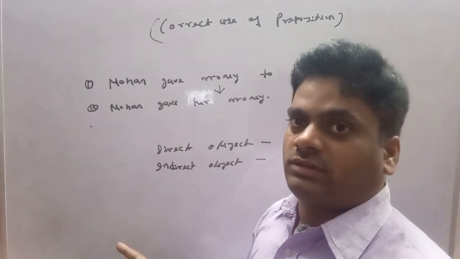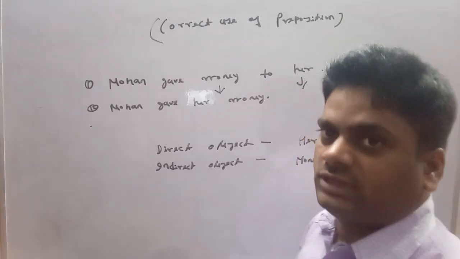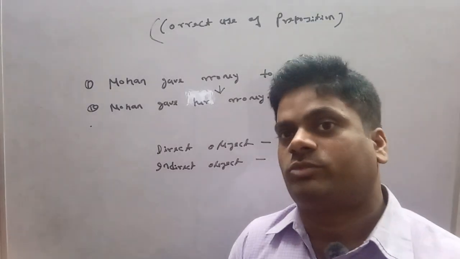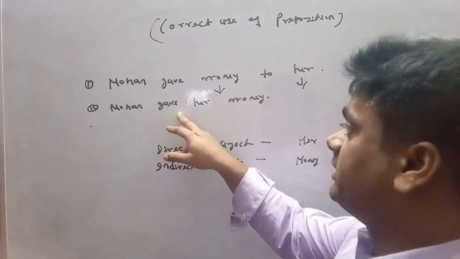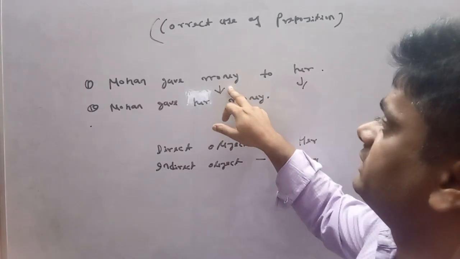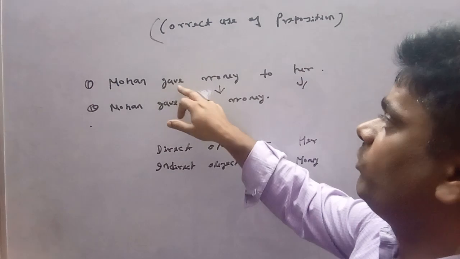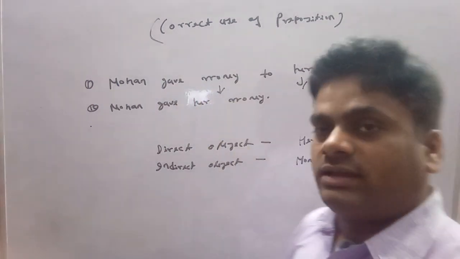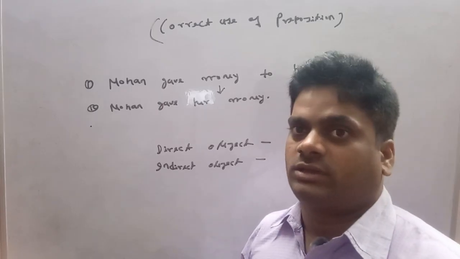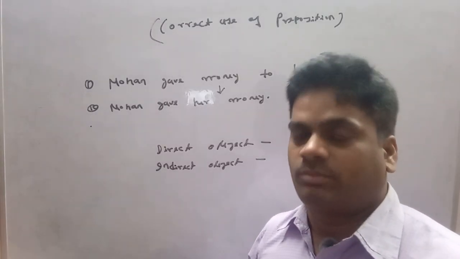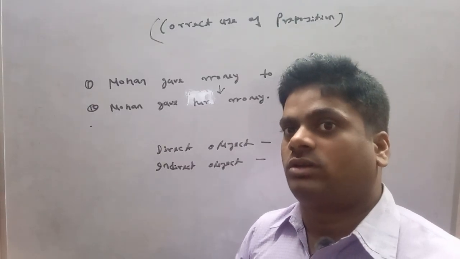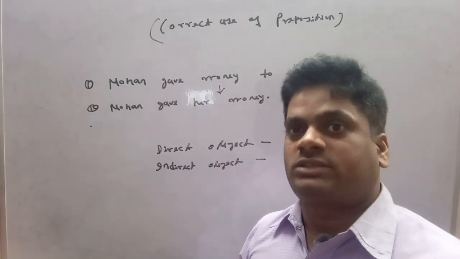If after the transitive verb there is not a primary object in the sentence, then the verb would require its secondary object, and its secondary object has been used in the first sentence. Mohan gave money. Money is not a primary object in the sentence, it is a secondary object, because the process of giving is adequate with a noun or a pronoun or with a person.